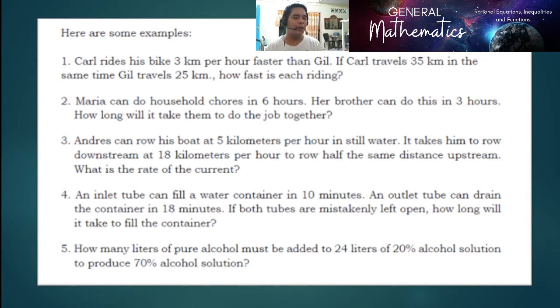So makikita natin na ang math may relate pa rin talaga sa totoong buhay. For example, kung naging chemist kayo or naging statistician, sports statistician, those are the things na skills, kailangan nyo tong lesson na to.